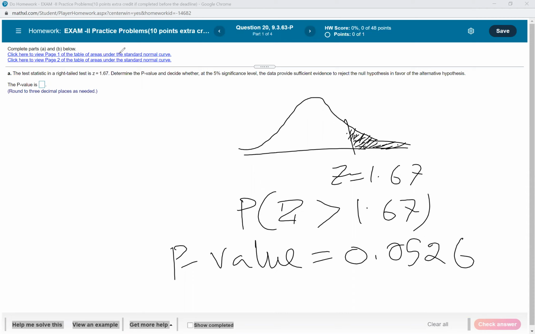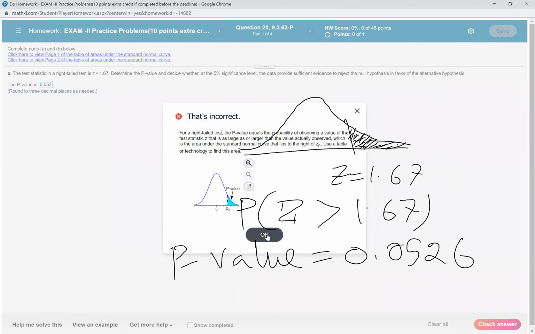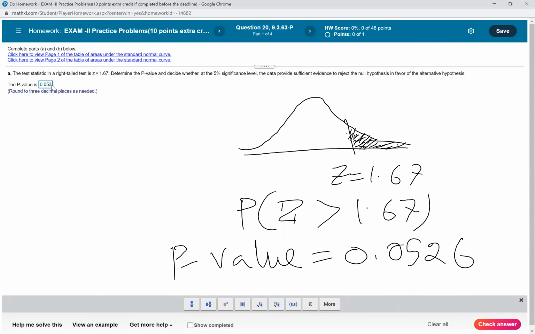Okay, so let me plug in the p-value here and round to 3 decimal places. So 0.053. Okay, so let me check the answer. Yeah, that's not the correct answer. Okay. How about 0.05?